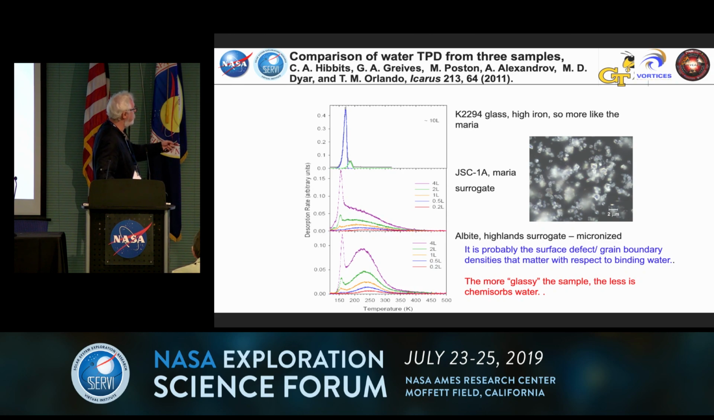And so what you see is if I dose water onto the surface in a controlled way, this L means Langmuir. Langmuir is a sort of unit of dose that the surface scientists use. It's 1 layer per second covering 10 to the 15 sites per square centimeter. What you can see is for the glass, you've got this very boring thing here. This is ice, and it doesn't chemisorb anything. For the mare, you see some chemisorption, and for these albite samples, which are all ground up, there's more chemisorption. Well, what does this tell us?